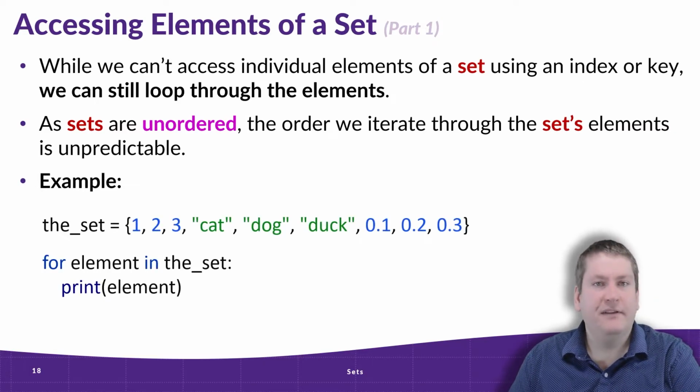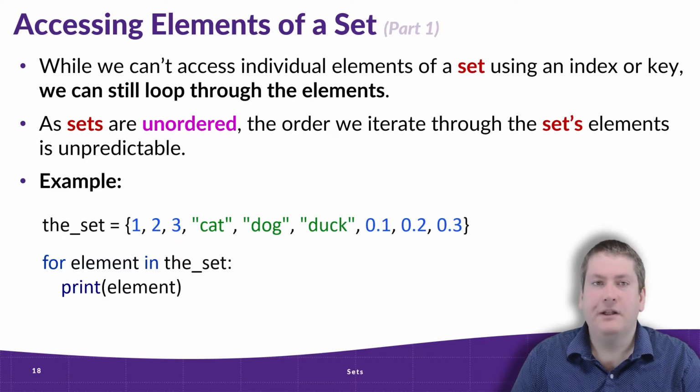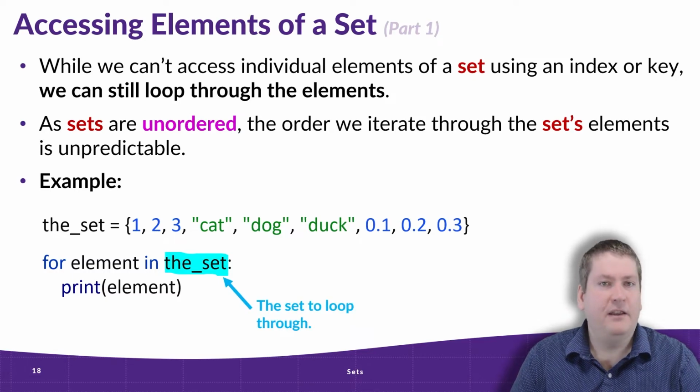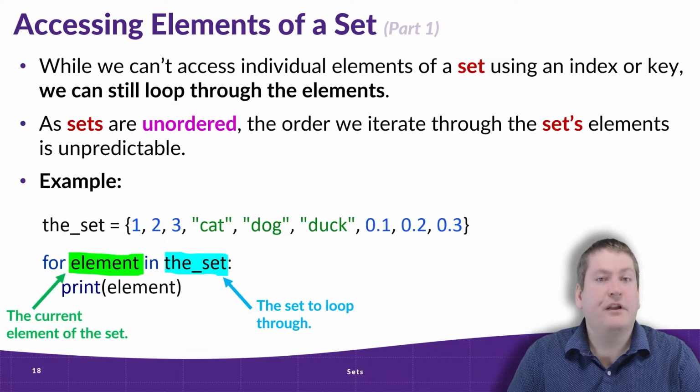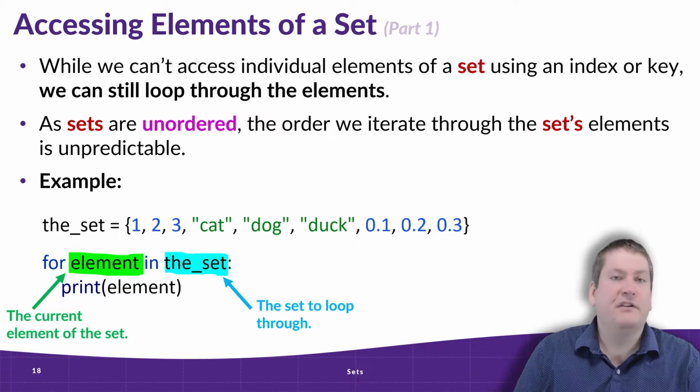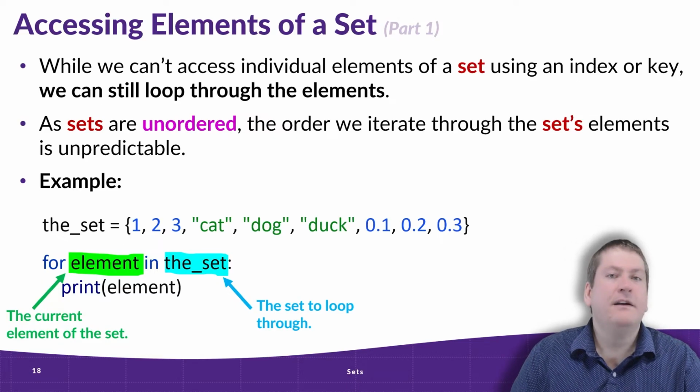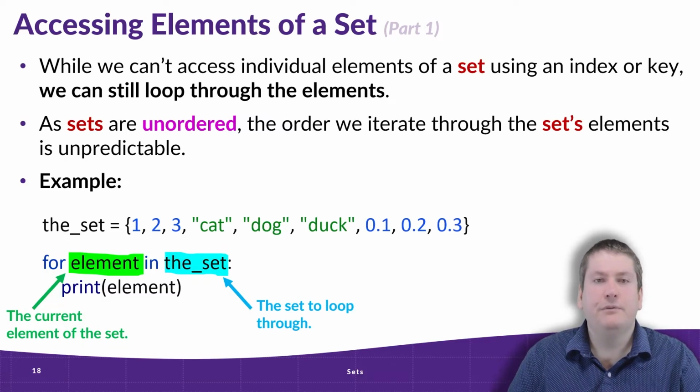Here we have a more interesting set that has a mix of different data types, and that's completely allowed. The set is going to contain the values 1, 2, 3, cat, dog, duck, and then some floating point values 0.1, 0.2, and 0.3. We're then going to use a for loop to loop through each value. The structure of this for loop is just like you've seen in the past. It's going to be the set to loop through at the end here, and then we're going to have the element that represents the variable that refers to the current element in the set. So the first time we run, it's going to be one of these elements, maybe cat. The second time, it's going to be another element, maybe 0.2. We don't know the order because it's unpredictable.